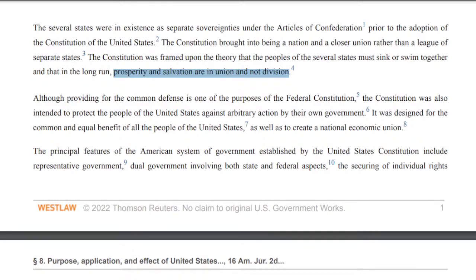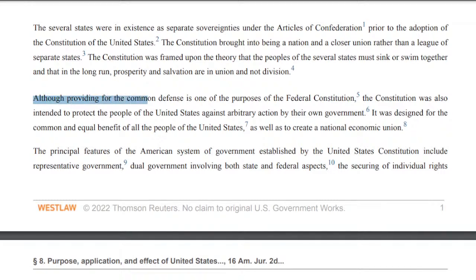Let's continue. Although providing for the common defense is one of the purposes of the federal Constitution, the Constitution was also intended to protect the people. Notice how we have the people, not citizens, the people of the United States against arbitrary action by their own government. Let's read this again here. This is very important.